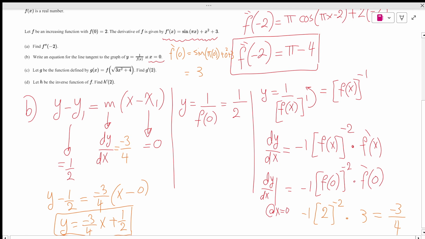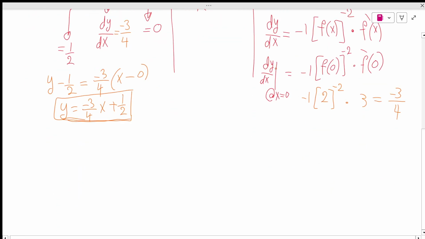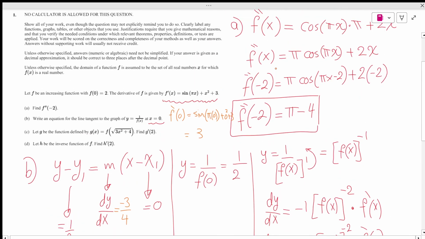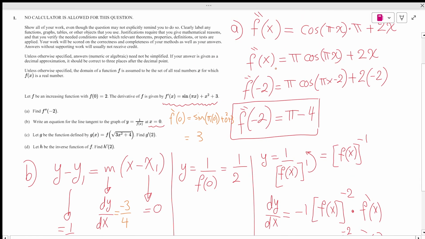So hopefully that was clear. This is part B. Now, moving on to part C, let's just read it out. Let g be the function defined by f of the square root of 3x squared plus 4. Find g prime of 2.